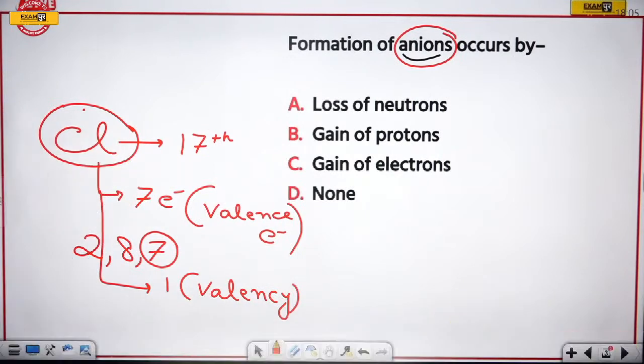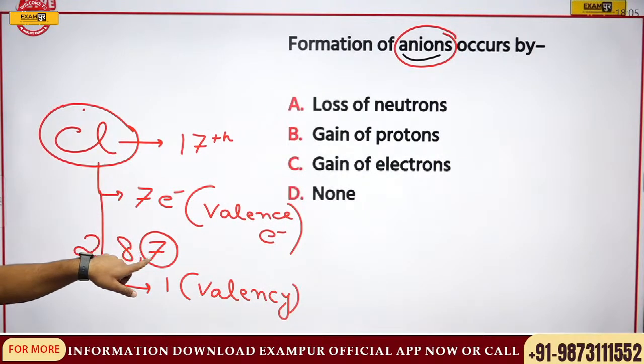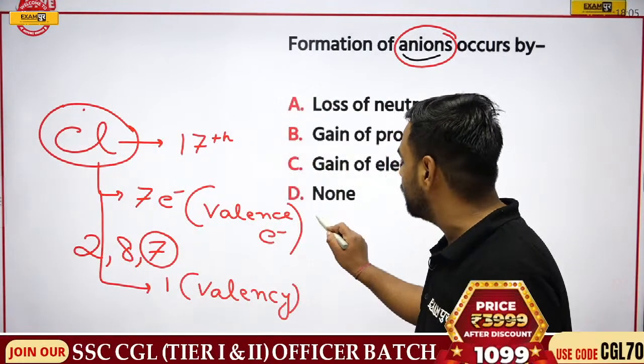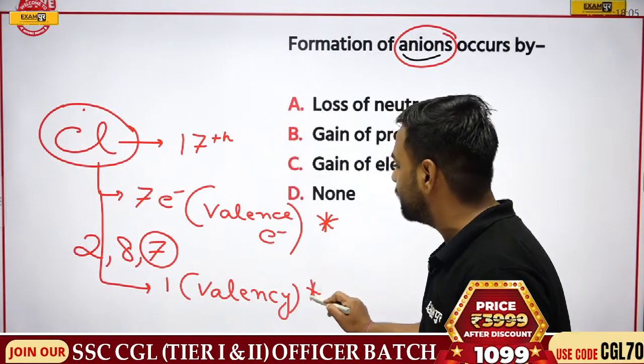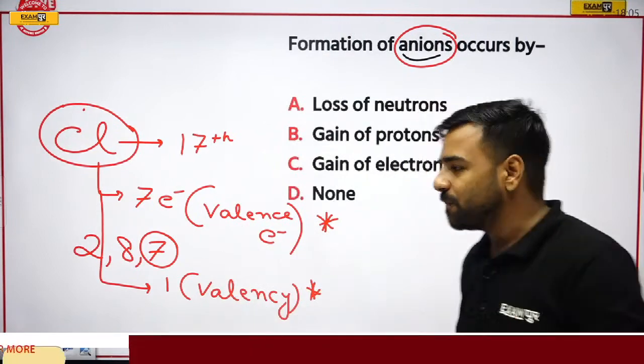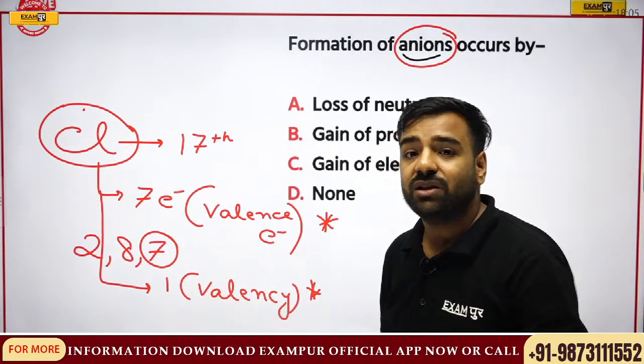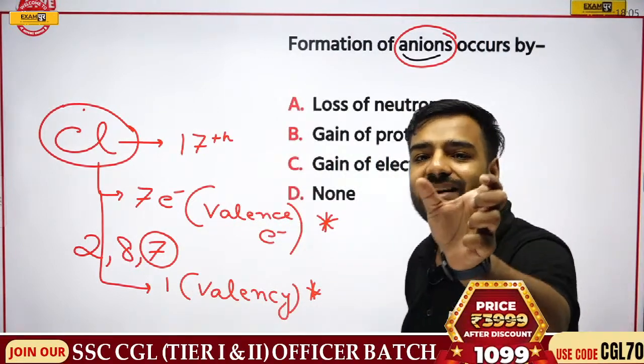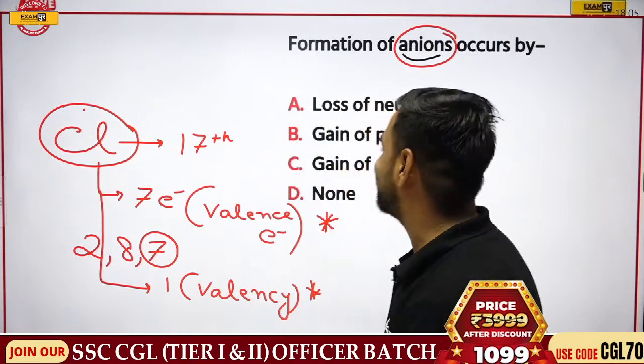But how many valence electrons are there? We have 7 valence electrons, because in the outermost shell there were 7 electrons. So you must be clear with both facts: what is a valence electron and what is valency. Now, it requires 1 electron. So what will happen? When it gains 1 electron, it will have a charge. Which charge? Yes, negative charge.